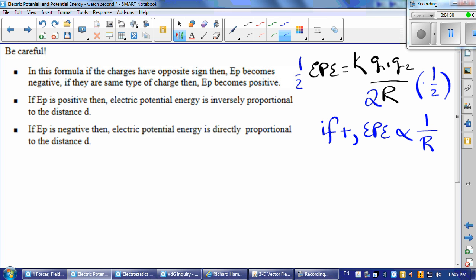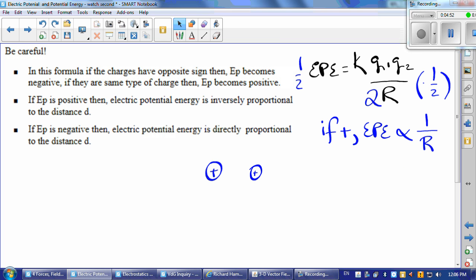And that makes sense. Because if I have a positive charge right here and a positive charge right here, it has more energy than if I took this same positive charge and moved it twice as far. 1/2 the energy, 1/3 of the energy, but it's inversely proportional.